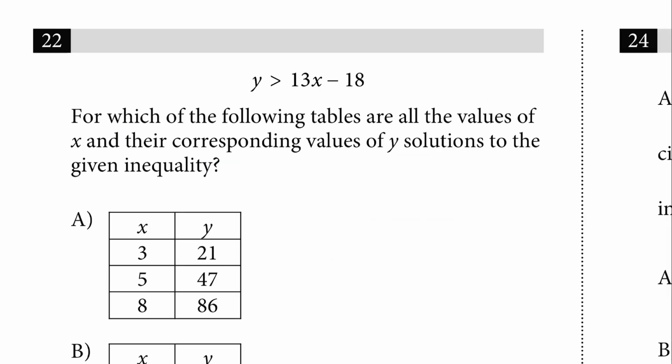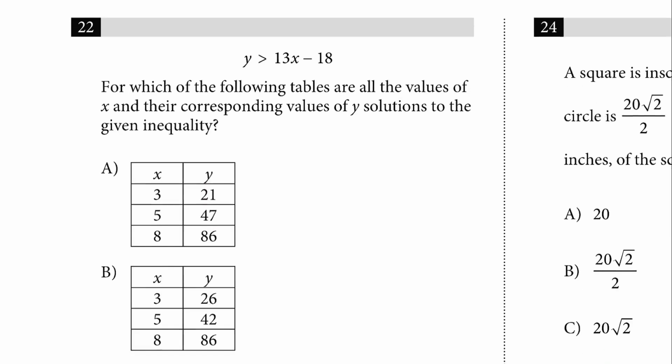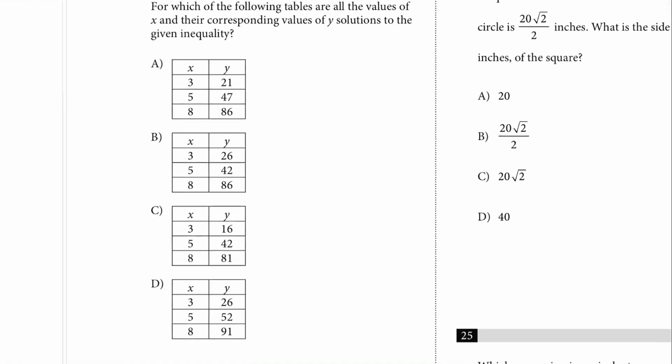For which of the following tables are all the values of x and their corresponding values of y solutions to the given inequality? I think that this problem is most easily done in Desmos, but you can also do it algebraically by plugging in all of these x values and making sure that the y values are greater than the result that you get. So I think we should hop over to Desmos and take a look.